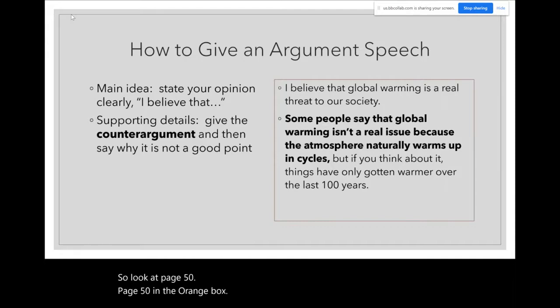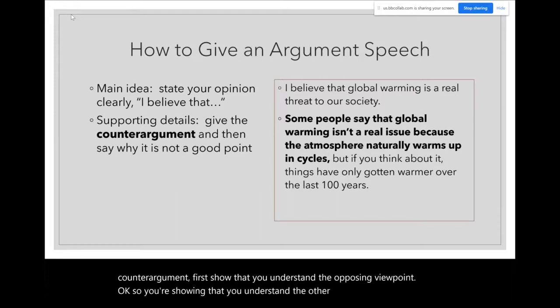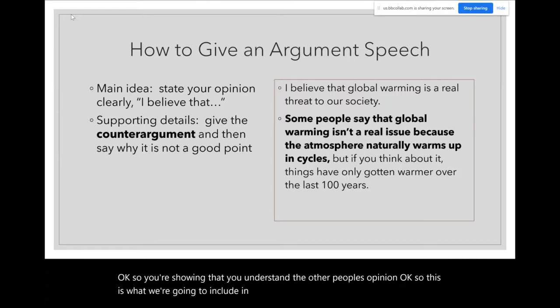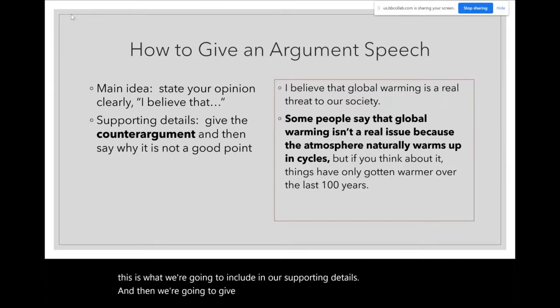Page 50 in the orange box, okay? It says, use counter arguments to make your point stronger. To make an effective counter argument, first show that you understand the opposing viewpoint. Okay, so you're showing that you understand the other people's opinion. So this is what we're going to include in our supporting details. And then we're going to give our reasons for our point or our argument, okay?